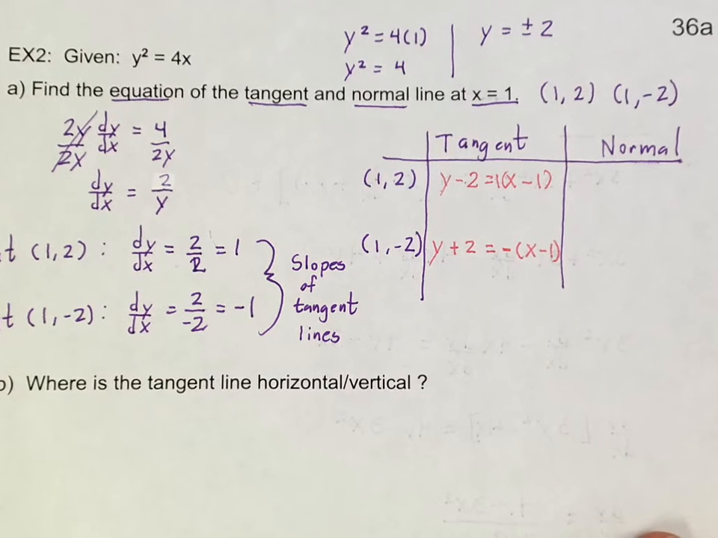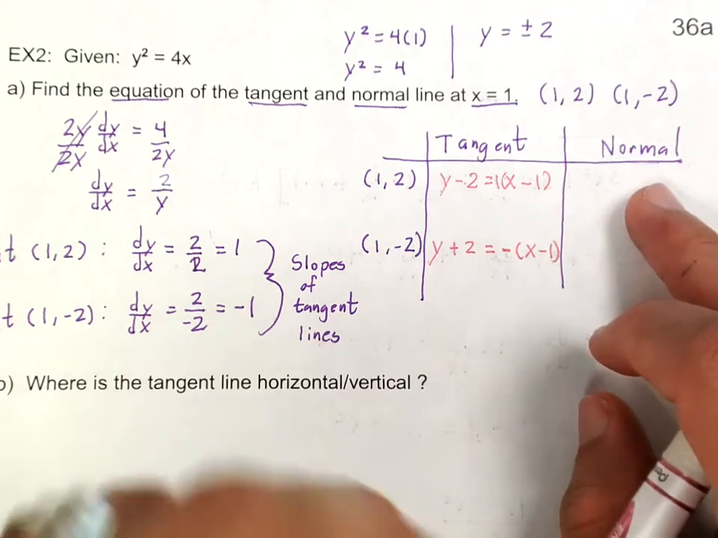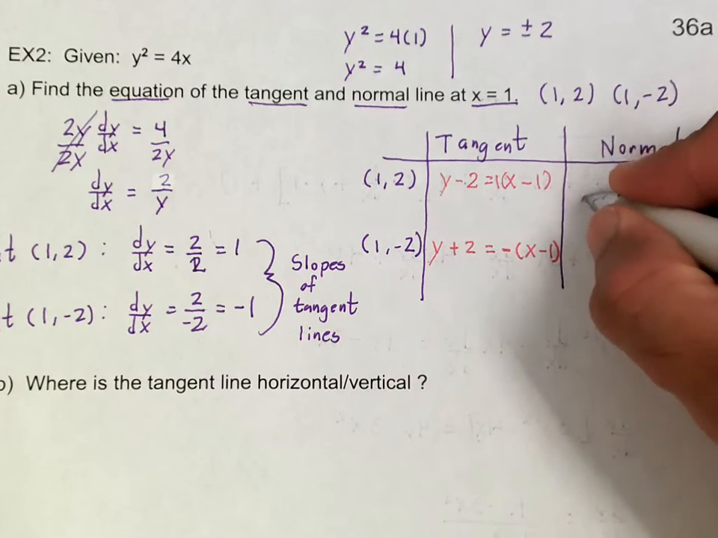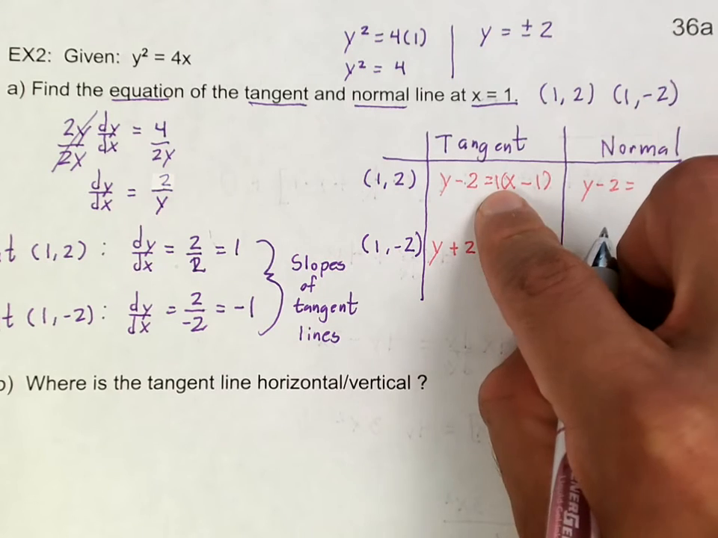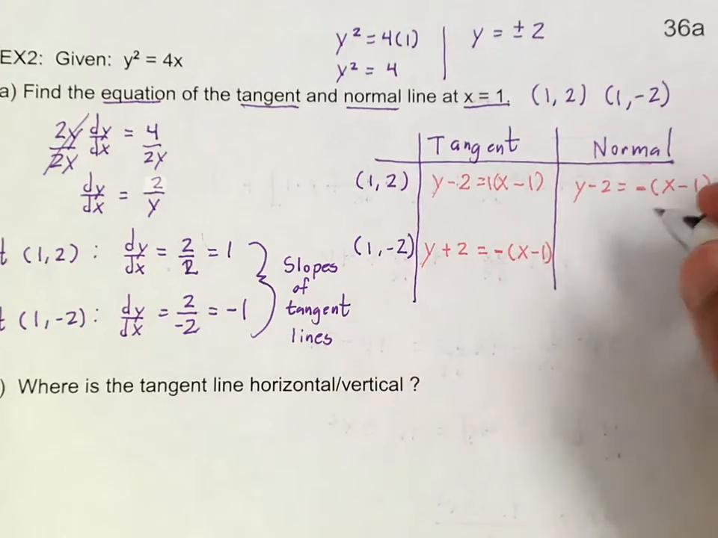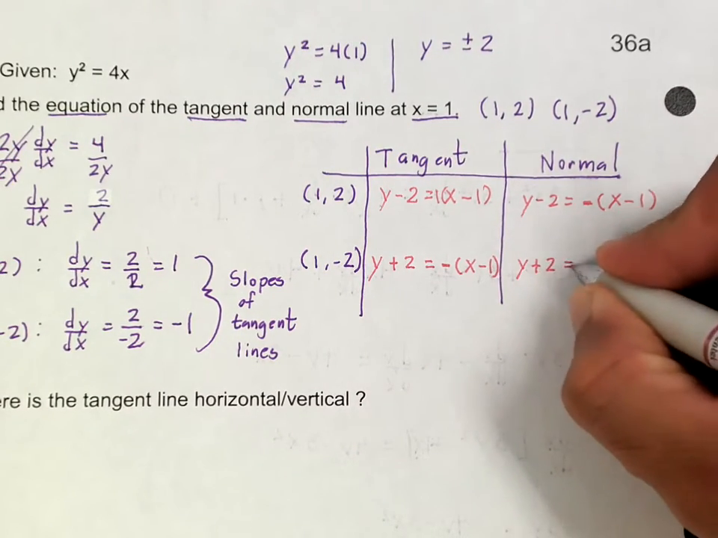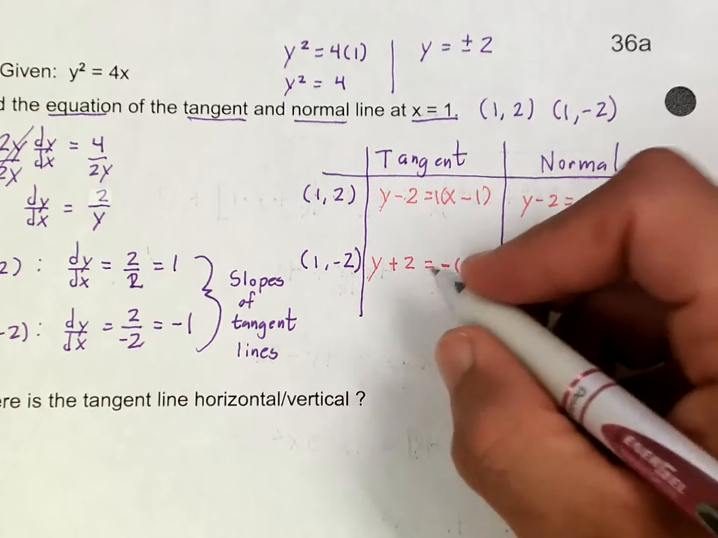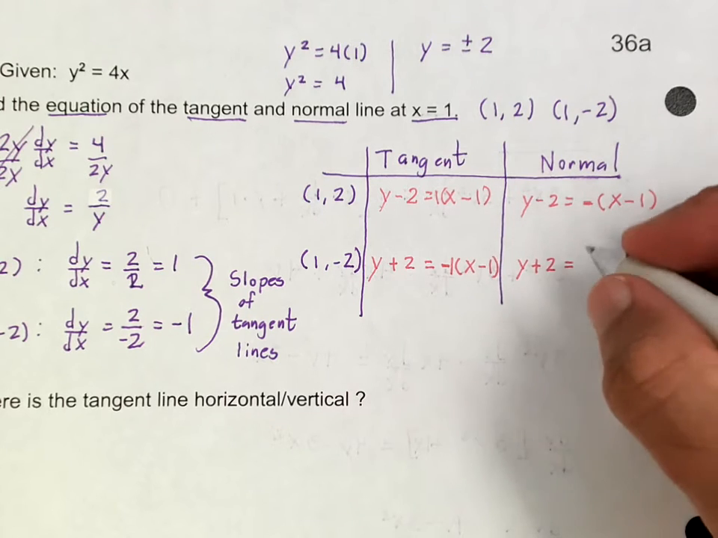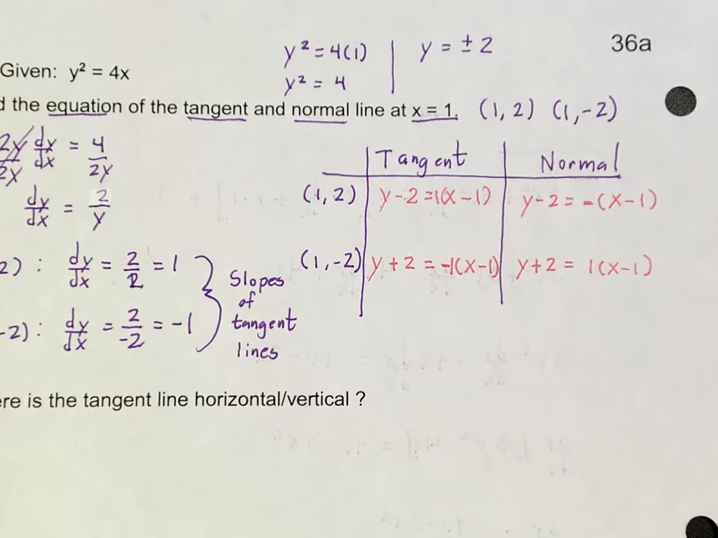Now for the equation of the normal line, remember, we're going to have the same x and y values for the point. We have the point now. For the normal line, we have the negative reciprocal of the slope. So the negative reciprocal of 1 would be negative 1. So this is the equation of the normal line at (1, 2). And for this one, again, we have the same point. Now the negative reciprocal of negative 1 would be positive 1. So this one happens to be the same thing as what we had here. Hopefully that makes sense.